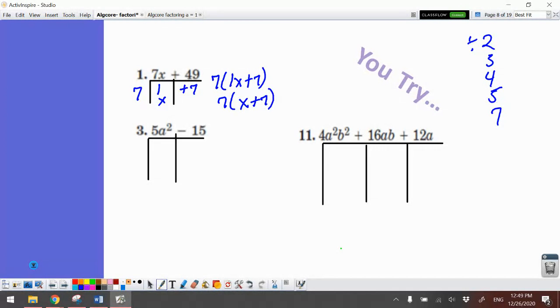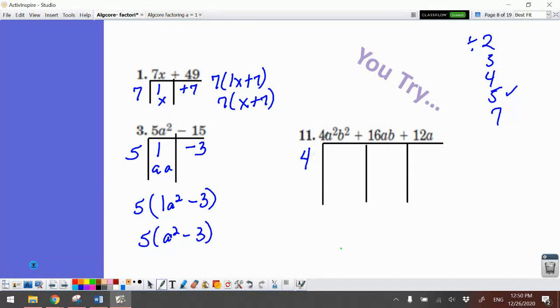What about this next one? Well, I have a 5 and a 15. Well, I see 5, so I know I can take out a 5. 5 divided by 5 is 1. -15 divided by 5, that's a -3. Make sure you don't lose your signs. And here's an a squared, which means I have 2 a's, but I don't have any a's here. So my GCF is 5, and I'm left with a 1a squared minus 3, because this is not going to change. I could also have 5a squared minus 3. Those are the same thing. All right, see what you can do with the next one.